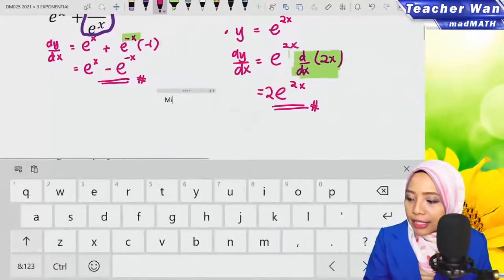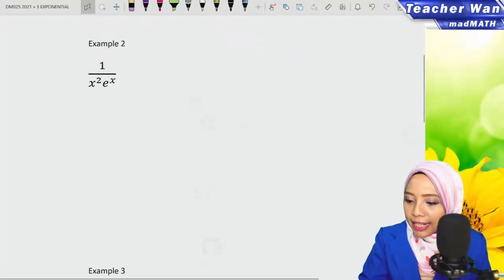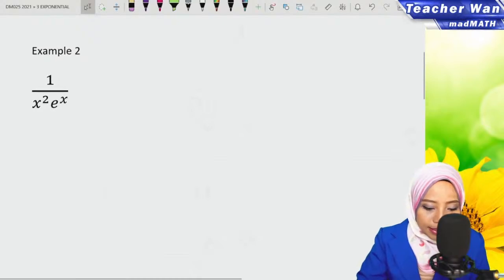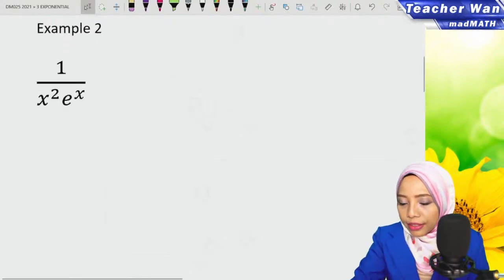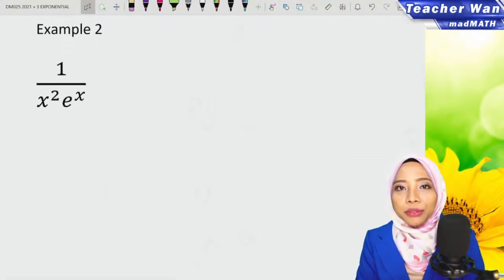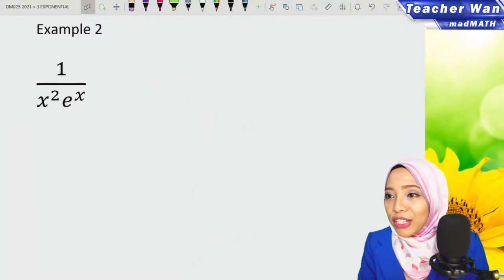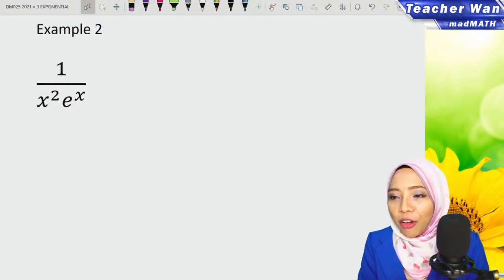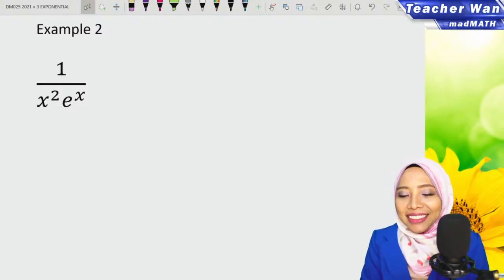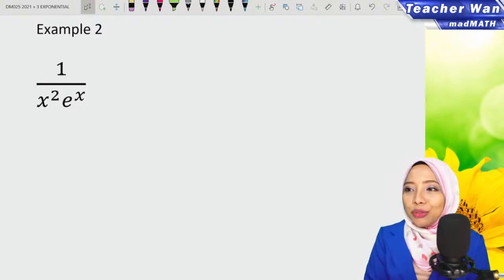Let's continue to the next example. Example 2. Now this function consists of how many functions? Can you write it down? How many functions? It consists of 1 or 2.